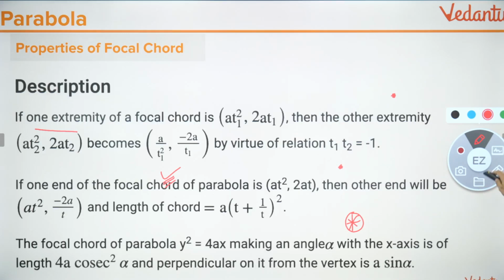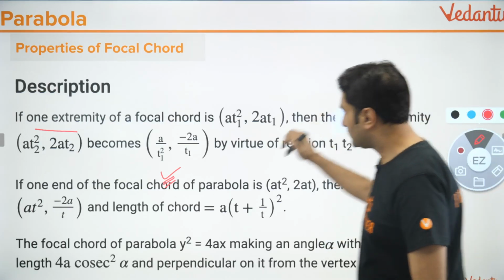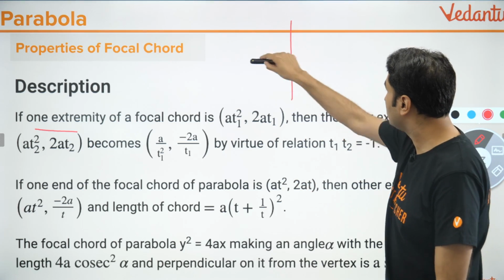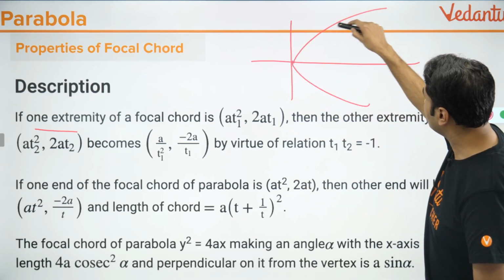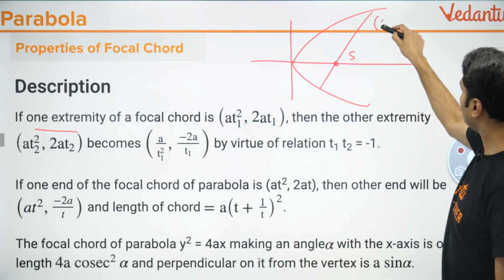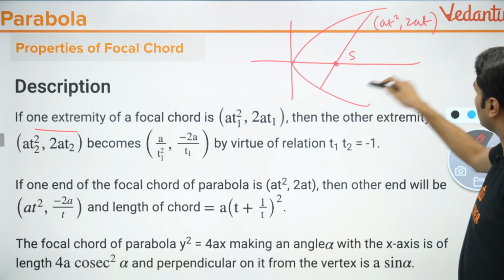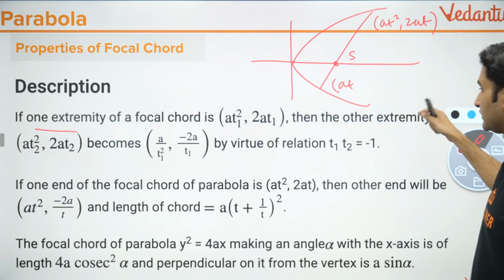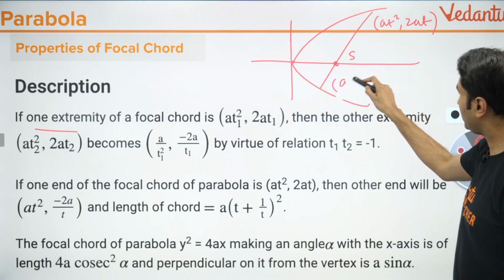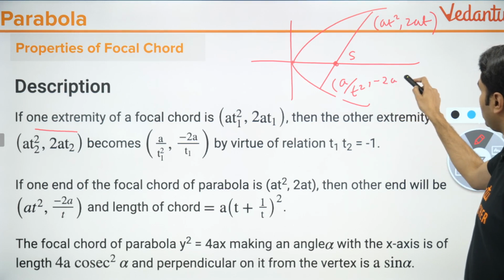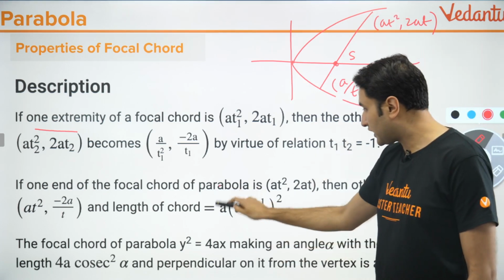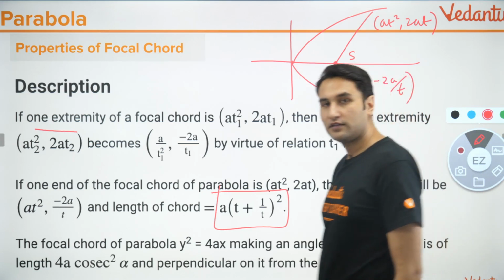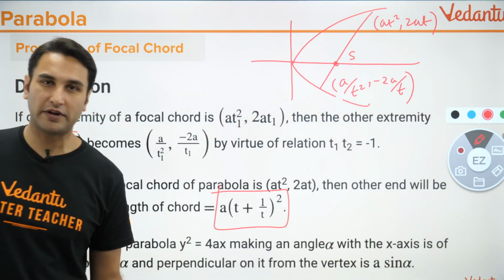Just remember it. And other thing to remember बच्चों is this. This is the other thing to remember if you want to. Not necessary. Ends of the focal chord are, so this is a focal chord. This is (at square, 2at). This will be (a by t square, minus 2a by t). अगर आप distance को derive करोगे ना, you will get the distance directly: a into (1 plus 1 by t) का whole square. All right? You can note it if you want to. I don't remember it ever.